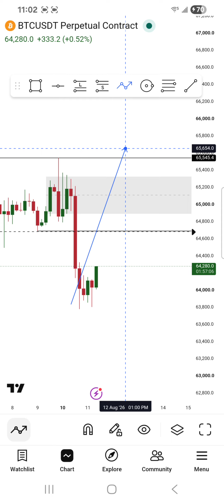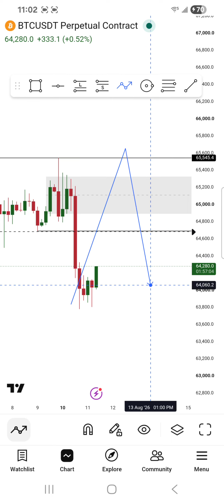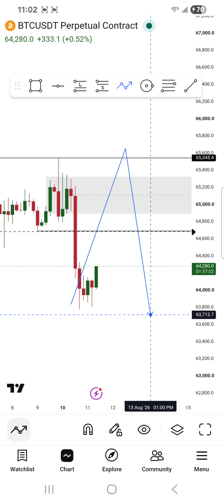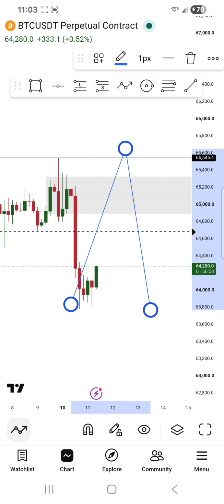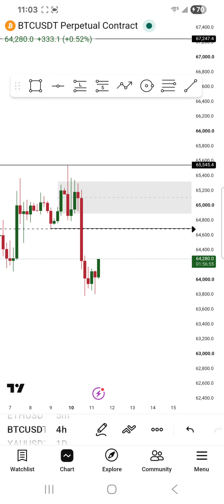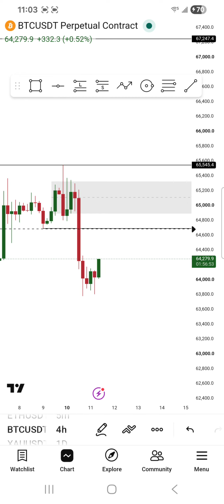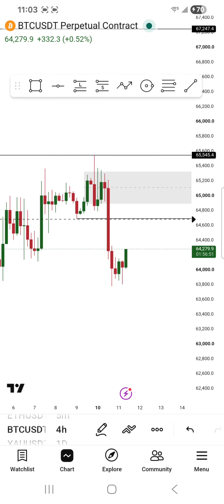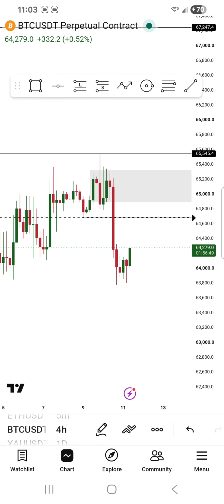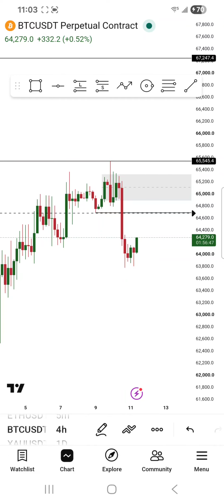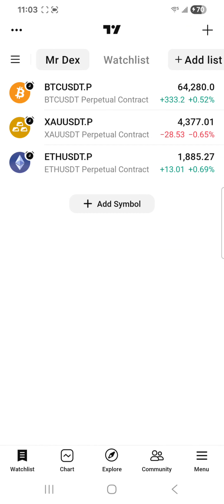If I see confirmation, I take my trade down and target this high. All right. If I don't see confirmation, then we have what? Invalidation. The trade idea has been invalidated. Then I'll move forward to mark another point of interest or wait for another opportunity. All right. So that is that with Bitcoin.